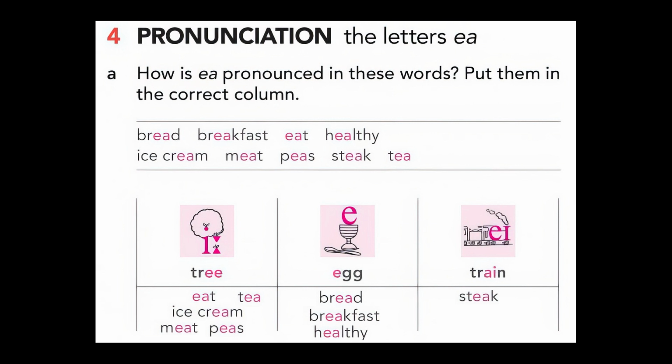Tree. E. Eat. Ice cream. Meat. Peas. Tea. Egg. Bread. Breakfast. Healthy. Train. A. Steak.